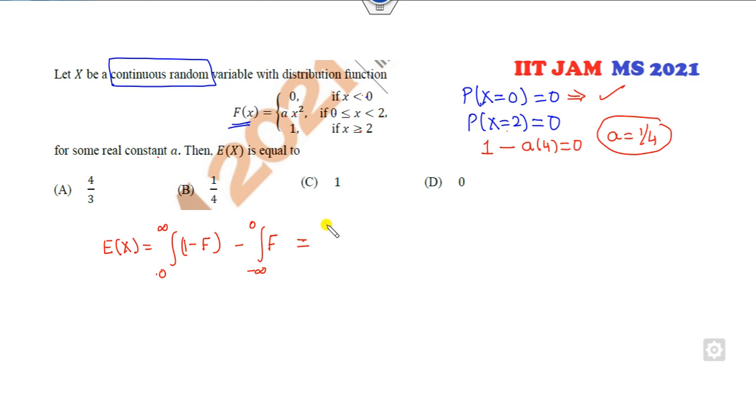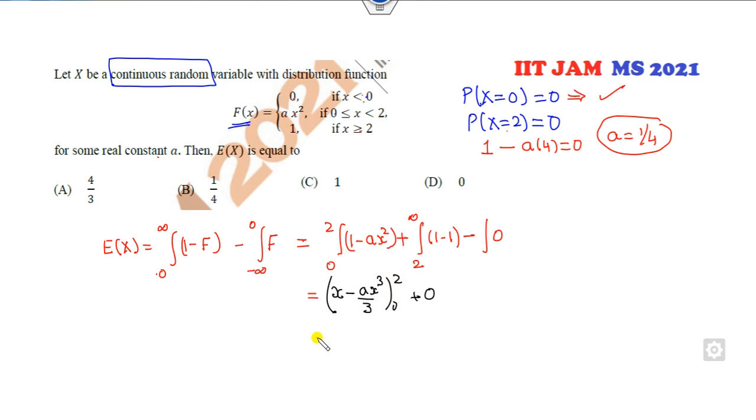I can break this into 0 to 2, 1 minus ax square, plus 2 to infinity, 1 minus 1 minus small fx, which is 0. So what is the right answer of this? I can integrate this: it is x minus ax cube over 3 from 0 to 2. This will be my 0. Fine. So what is that? 4 minus 8a over 3, and so a is my 1 over 4.